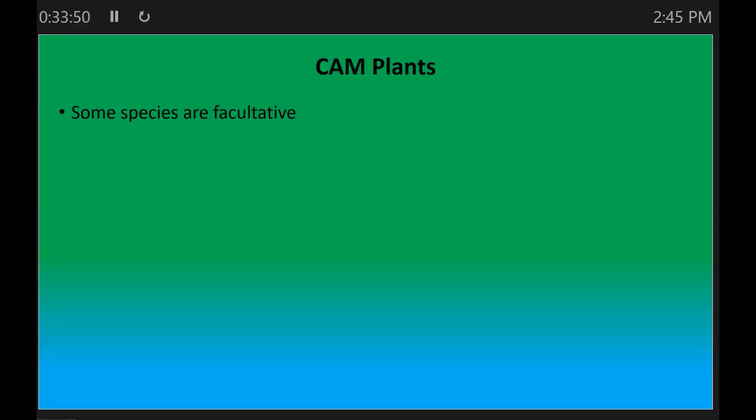There's a handful of CAM plants. Facultative is the word we give to that kind of situation where they can run it or not run it if the conditions are right. With lots and lots of water, some of these CAM plants can shut it down because it's an extra cost, it's just extra work. So shut it down, and then during the monsoon season, just run the C3. But then, not too long after that, you're back to drought, and then they can turn the CAM back on.